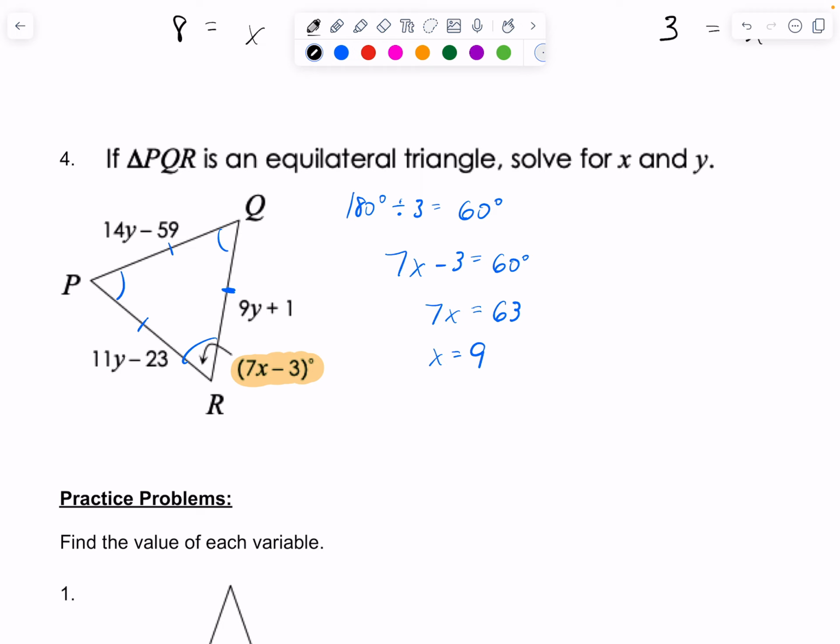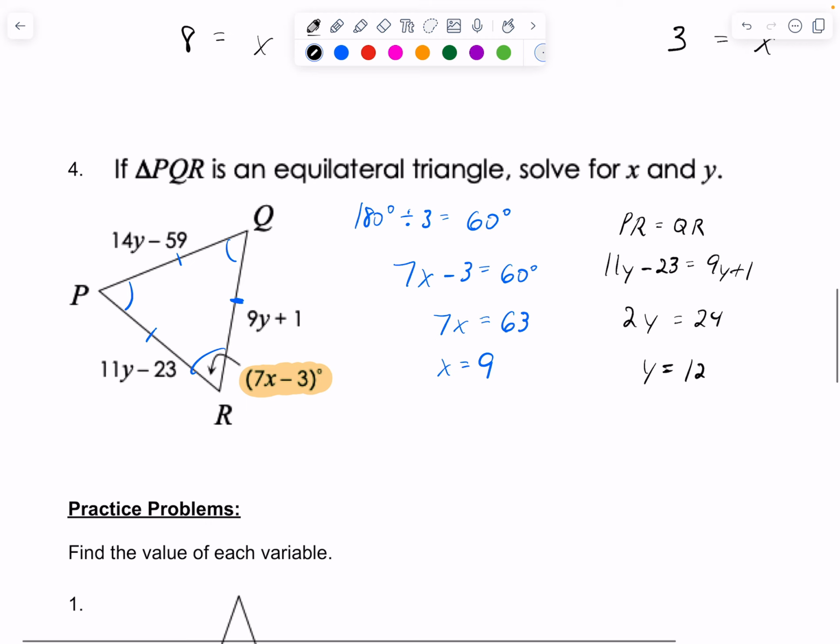And then finally, it's up to you. You've got options here because you've got 3 different side lengths, PR, PQ, and QR. I'm going to set PR equal to QR. So I'm going to write 11y minus 23 equals 9y plus 1. Subtract the 9y over, it gives me 2y. Add 23 to the other side. 1 plus 23 gives me 24. So y is equal to 12. So that gives me x and y from this equilateral triangle.